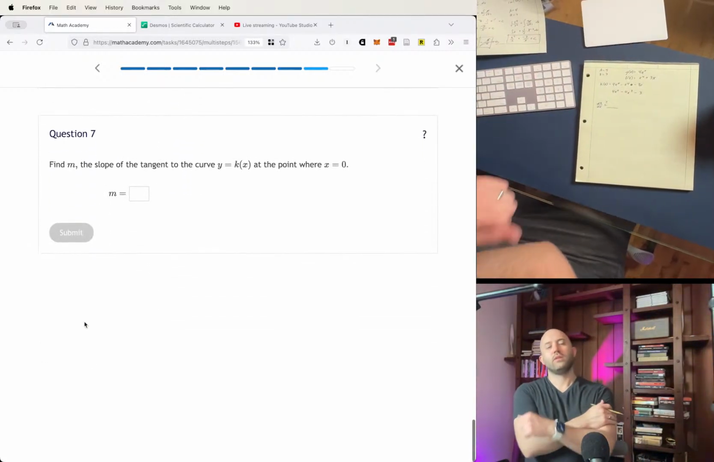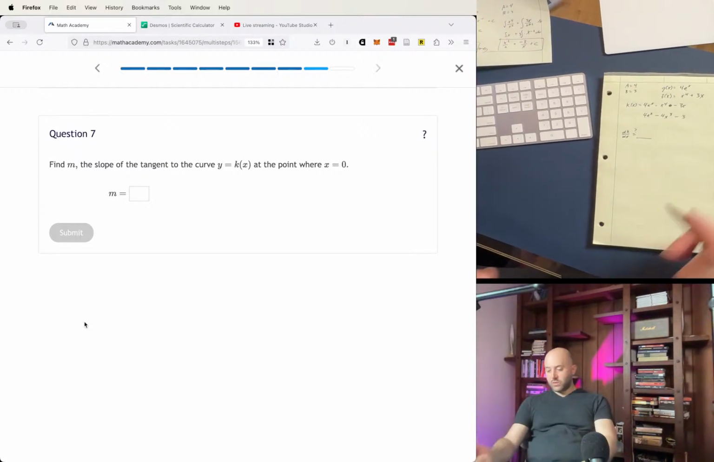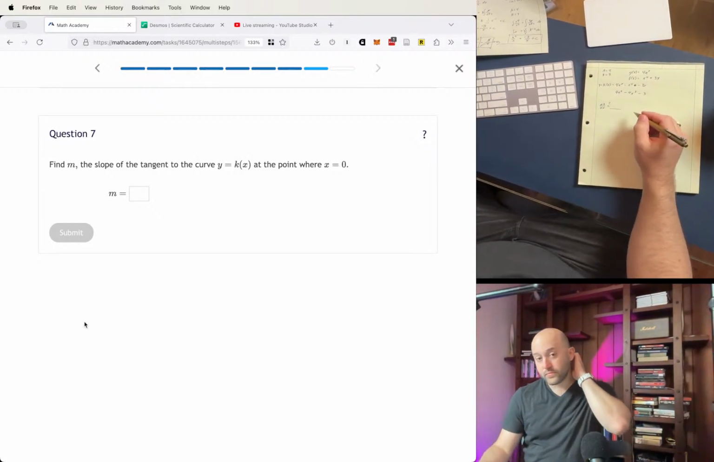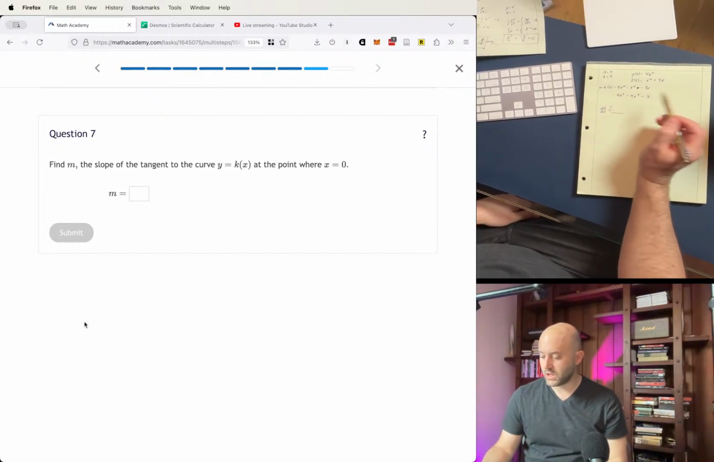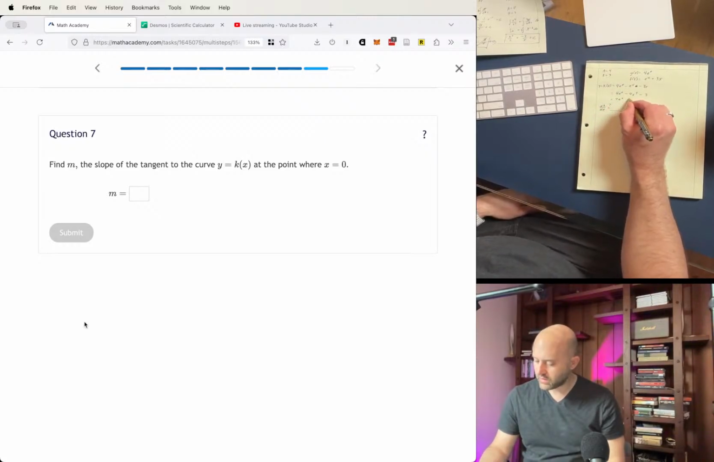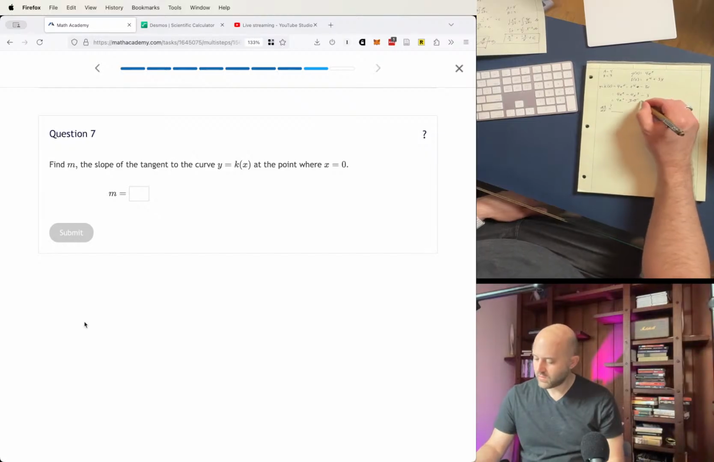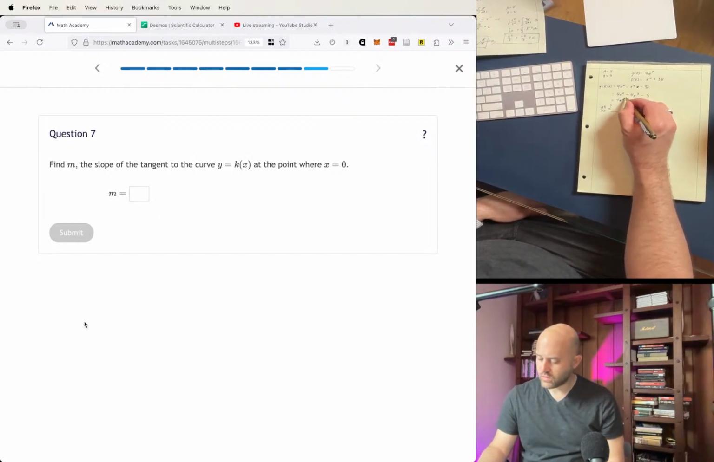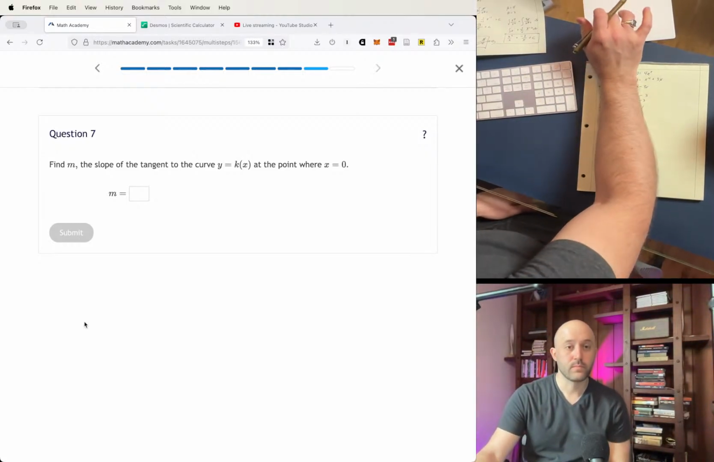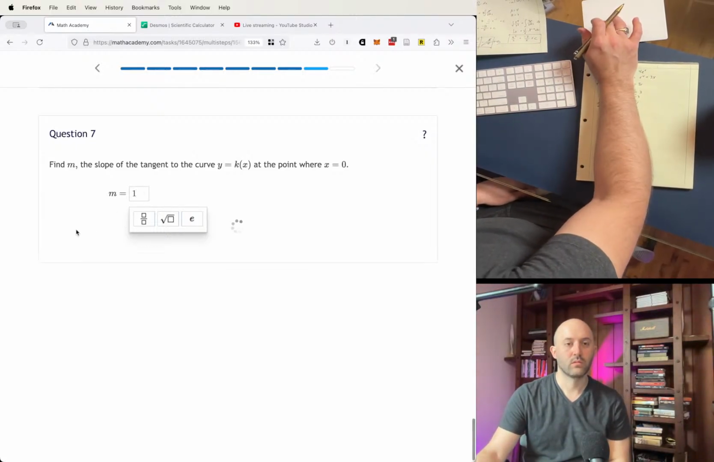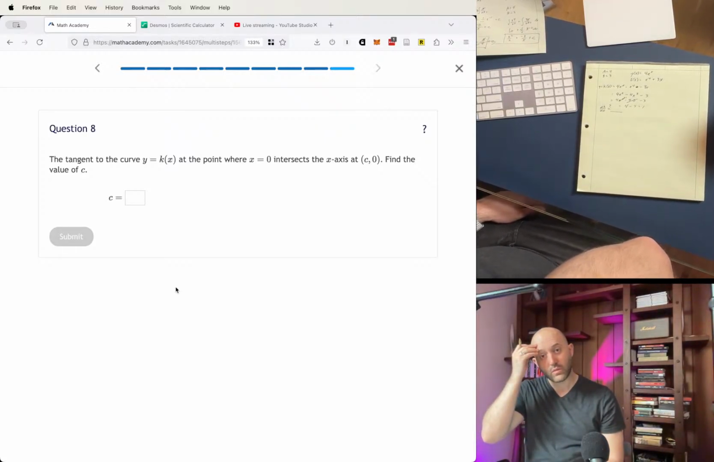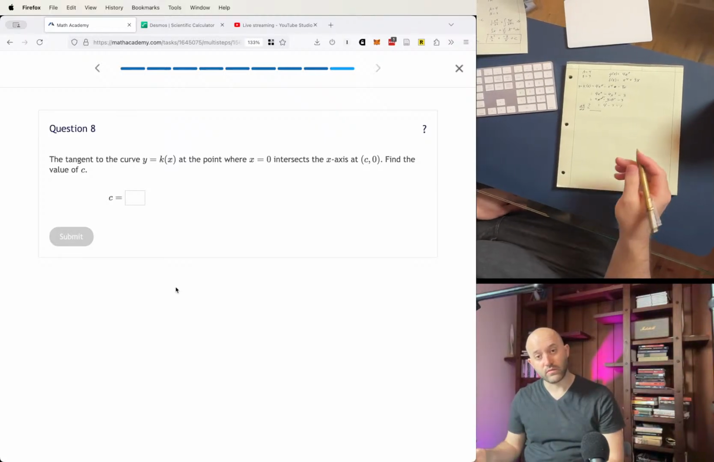Okay. Find the slope of the tangent to the curve y equals k of x, where x equals 0. So the slope is just d dx on that thing, so just plug in 0 for this one. So 4e to the 0 minus 4 times 0 minus 3. 4e to the 0 is 4, so it's 4 minus 3 equals 1. Slope of 1. Next: the tangent to the curve meets the x-axis. Find the value of c.